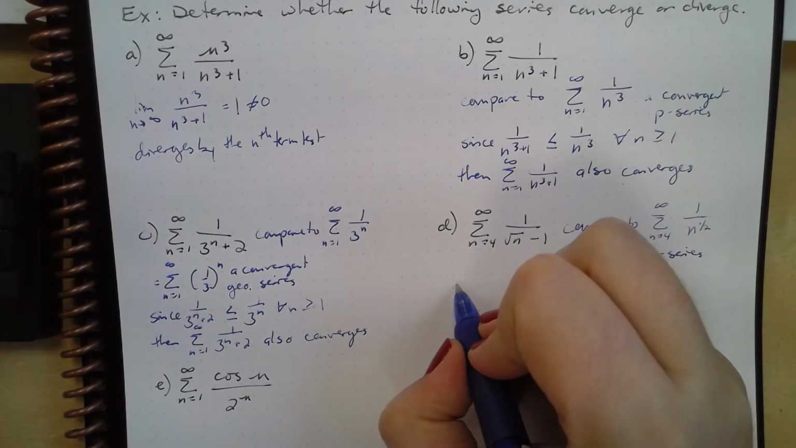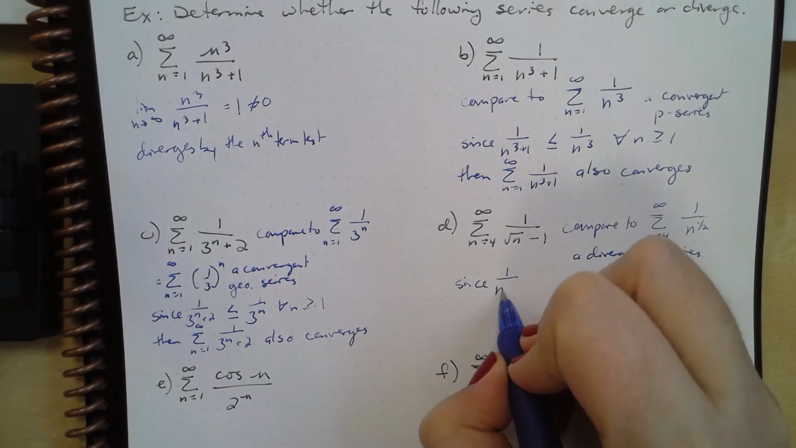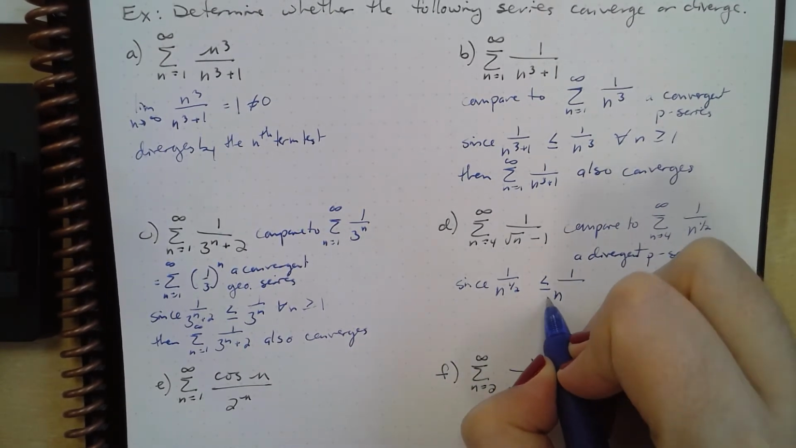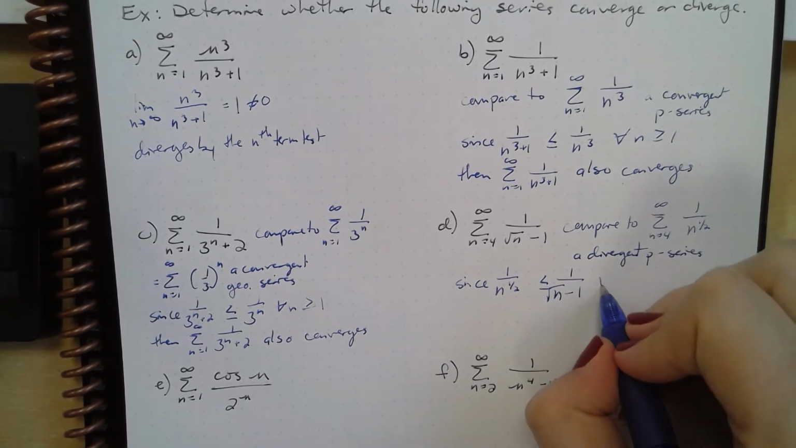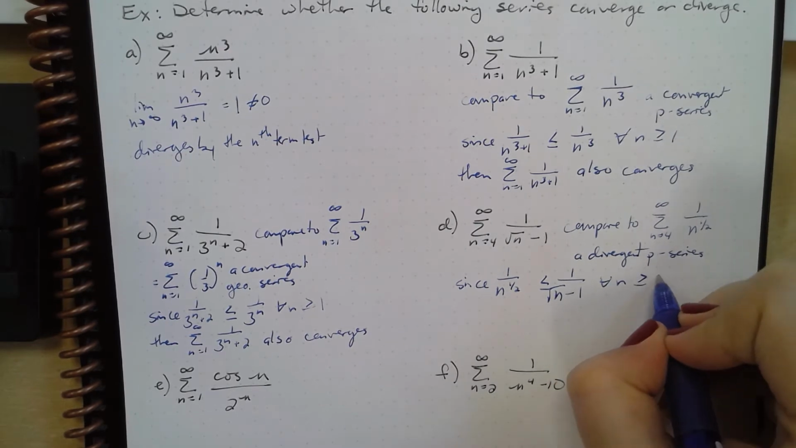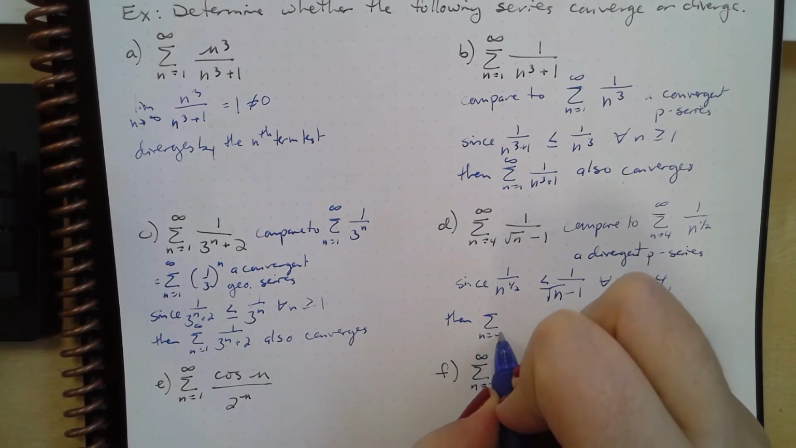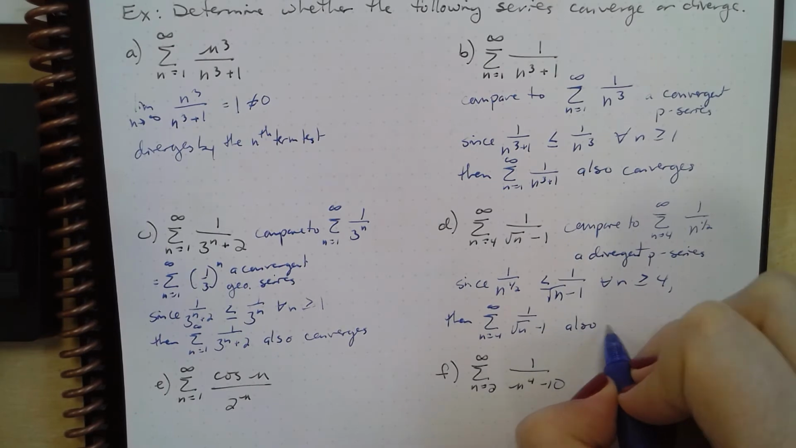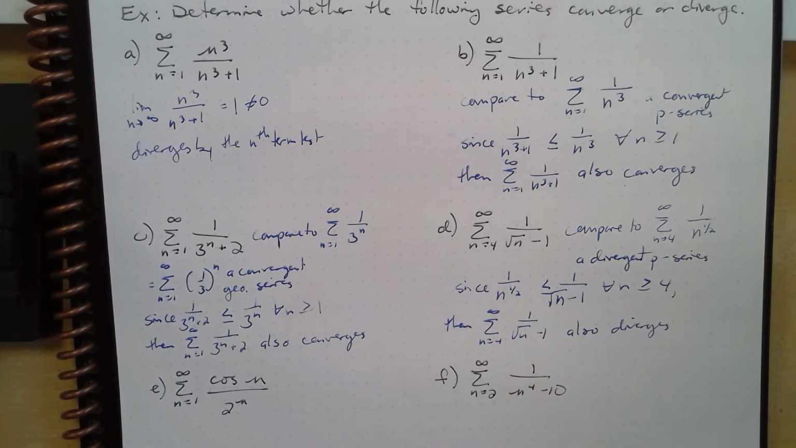So since 1 over n to the 1/2 is less than or equal to 1 over the square root of n minus 1, because we subtracted here, so this is actually going to be bigger than this for all n greater than or equal to 4, then this original series also diverges. Because our smaller one, that divergent p-series, diverged, our greater series is also going to diverge.